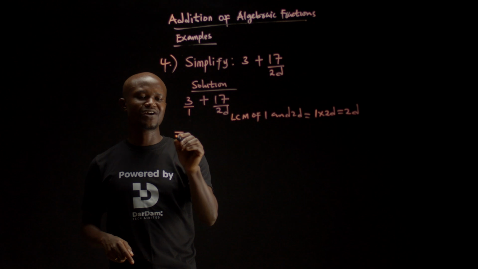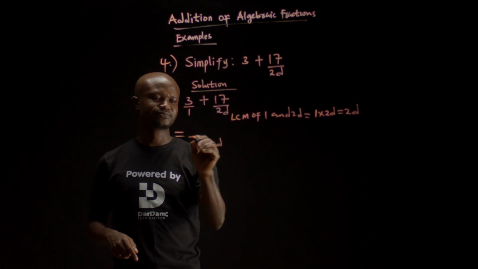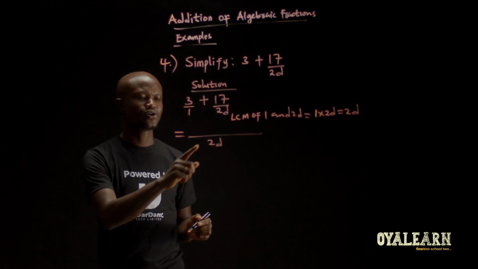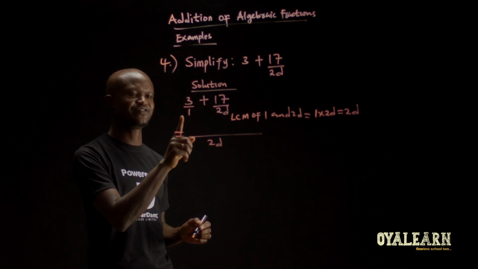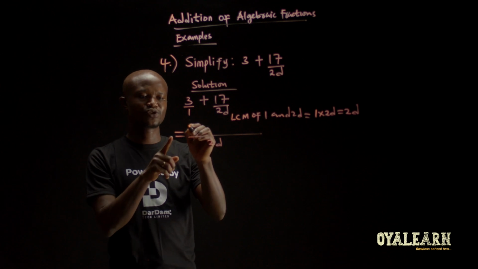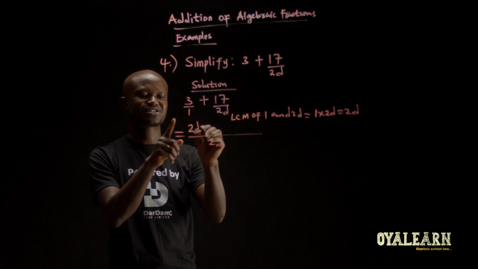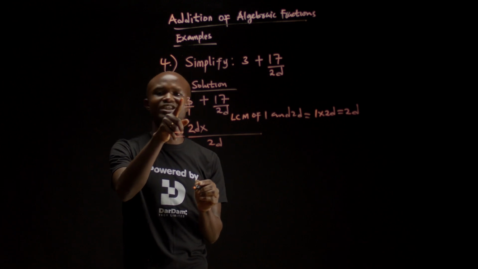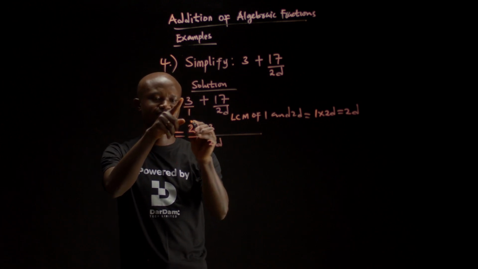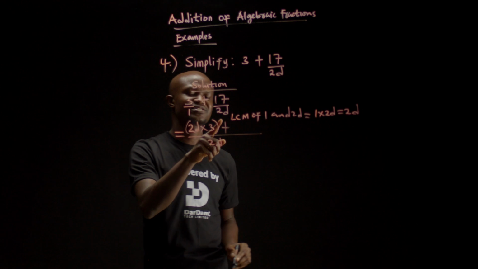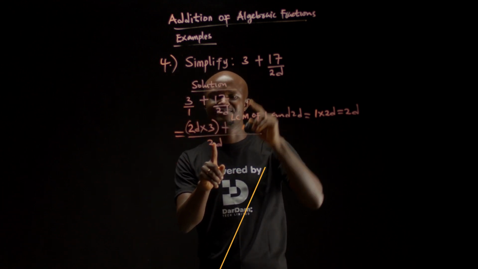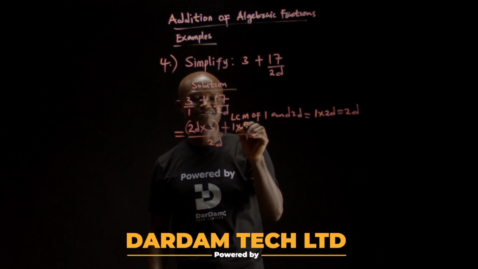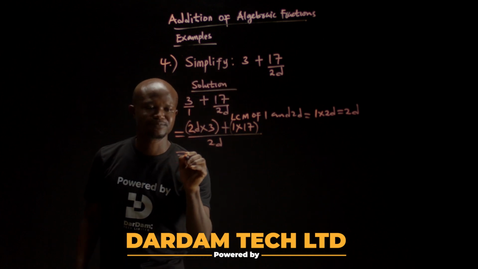Now, we write 2d here. What is the next thing to do? 2d divided by 1, we have 2d. So we are going to have 2d times what we have initially at the numerator, which is 3. Then plus 2d divided by 2d, that is 1, times 17.